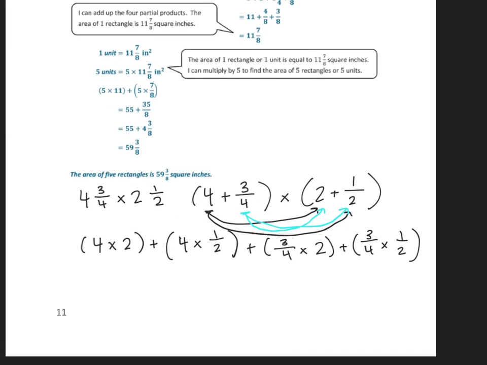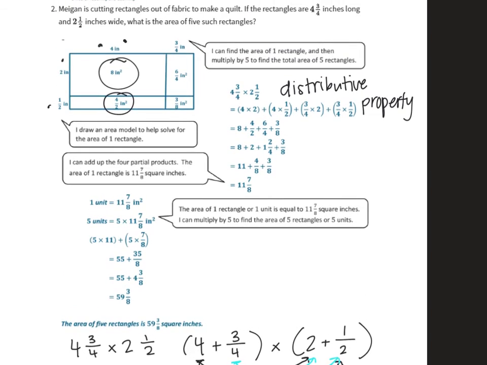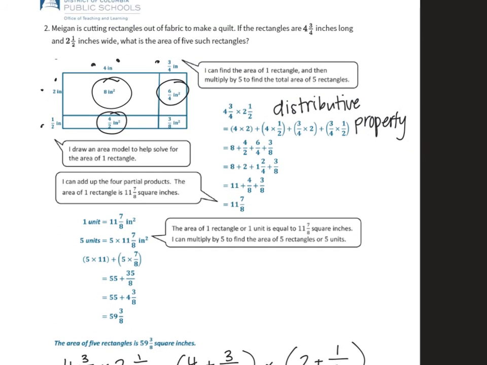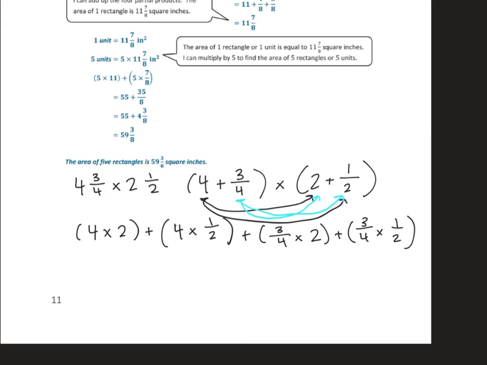Then I had 3/4 times 2, okay? That's right here, 3/4 times 2, okay? And then 3/4 times 1/2, and that's right here, 3/4 times 1/2. So again, it's the same thing as the area model. We're just writing it out. And then you would go on to solve. So again, it's just like finding the partial products in the area model.